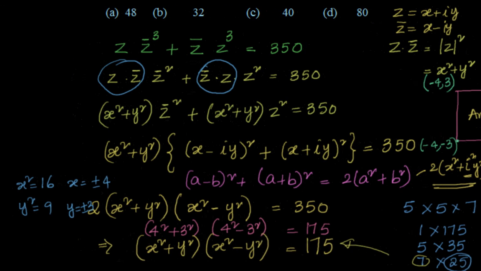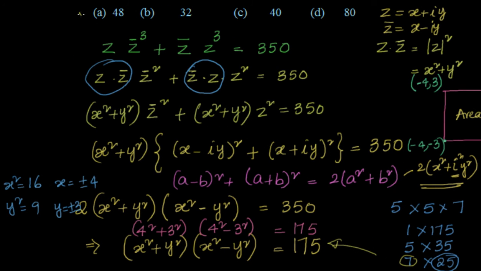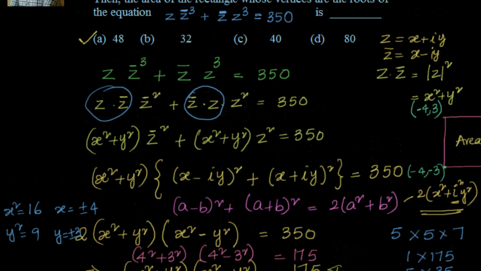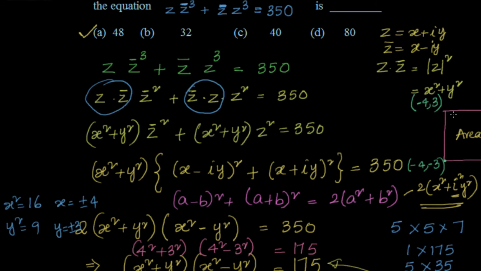So let's look at the option where we have 48. Yes, this is our option. The answer is 48 square units. So let's revise this. Wrap this up.